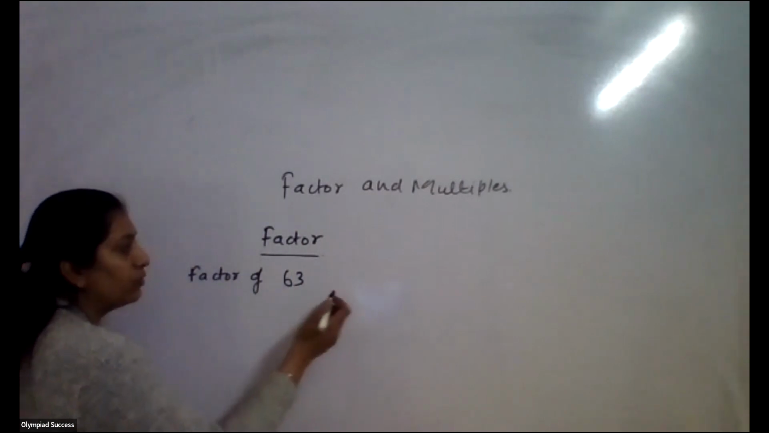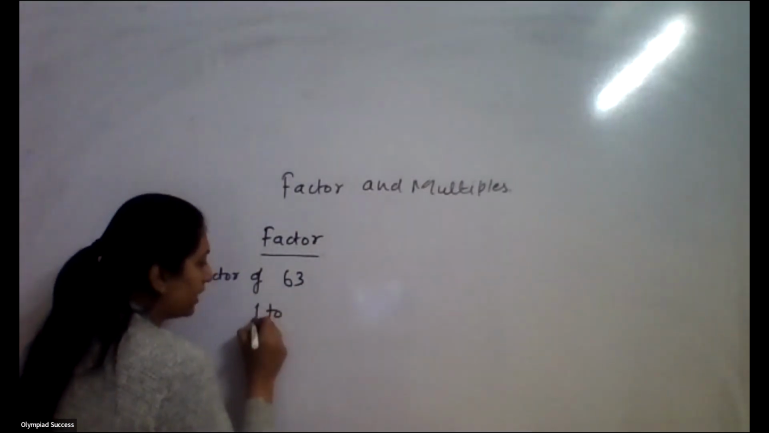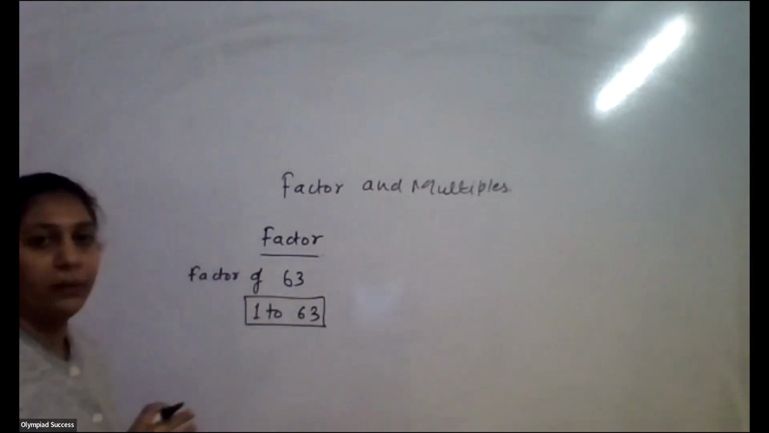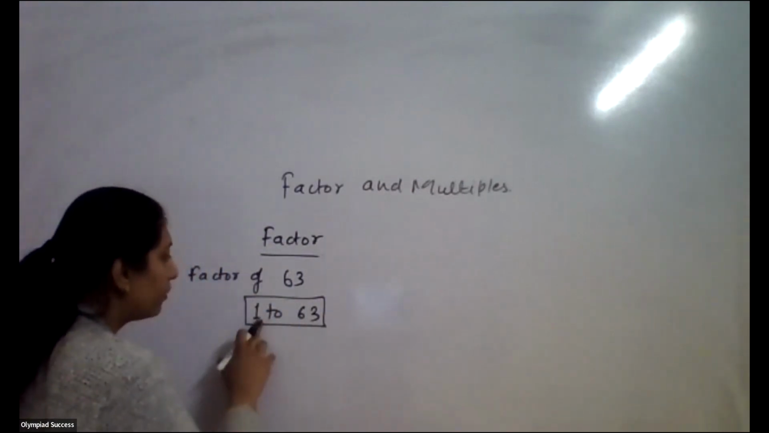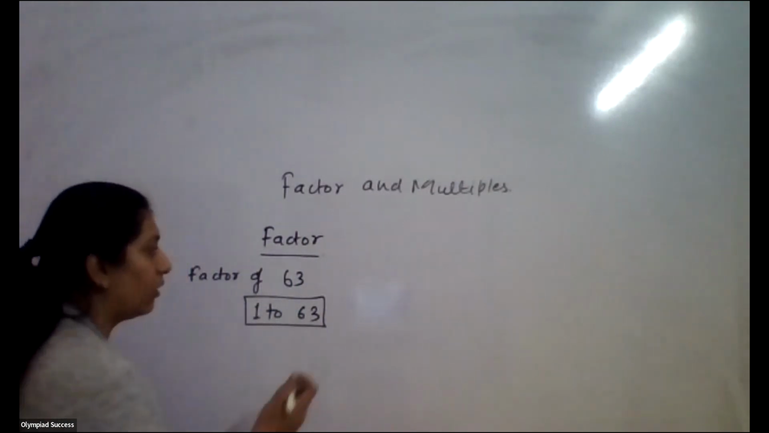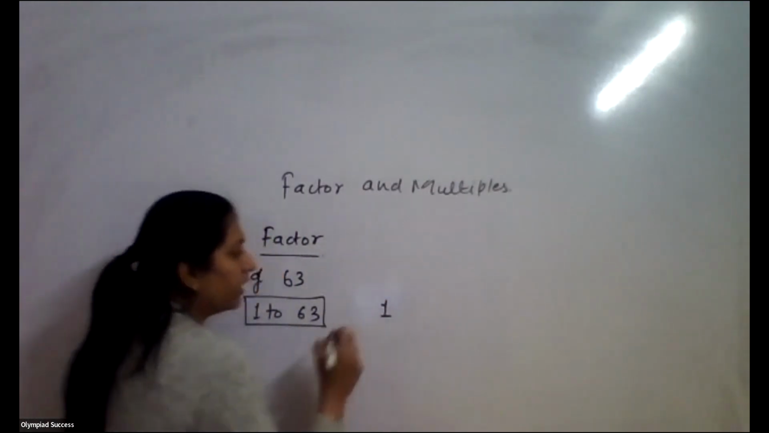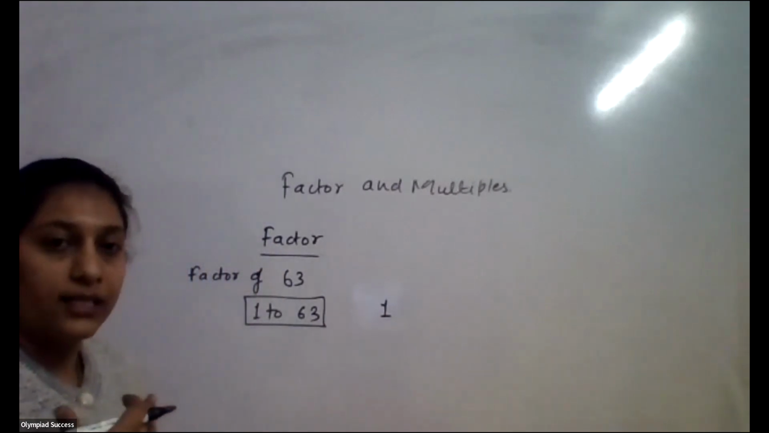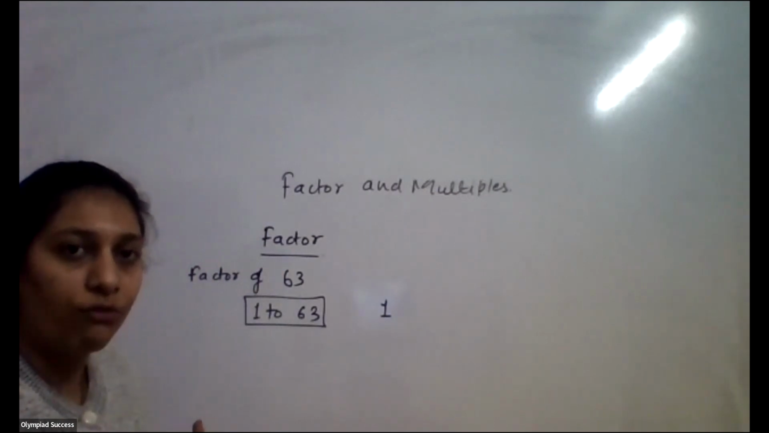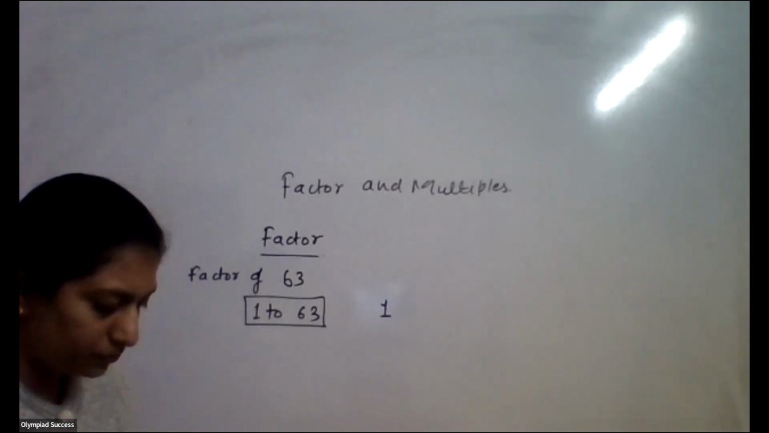We go from 1 to 63. We see for how many numbers it will be totally divisible. That means in which table 63 is coming. Now for 1, will 1 be a factor of 63 or not? That means in the table of 1, 63 will come or not?